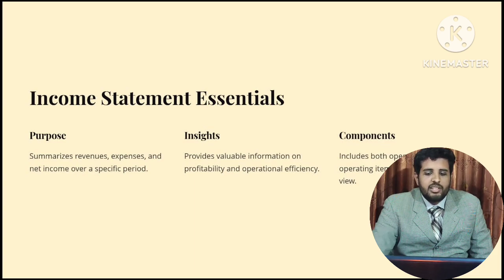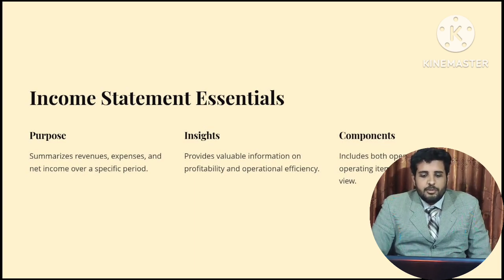The next slide is about income statement essentials. The income statement, also known as the profit and loss statement, is a cornerstone of financial reporting. It provides a summary of a company's financial performance over a specific period, offering stakeholders insights into profitability and operational efficiency of an organization. Its key purposes are, first, it analyzes profitability. The income statement identifies the organization's ability to generate profit. It helps the stakeholder evaluate the financial health of that organization.